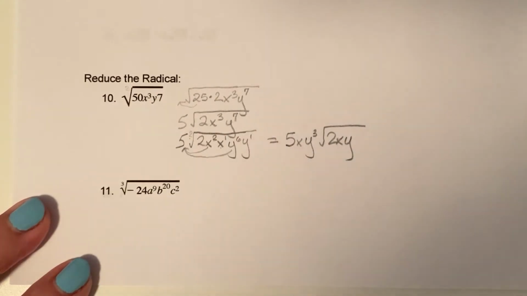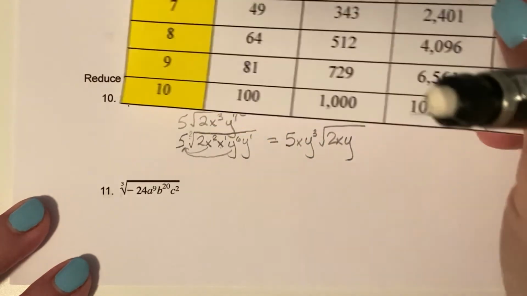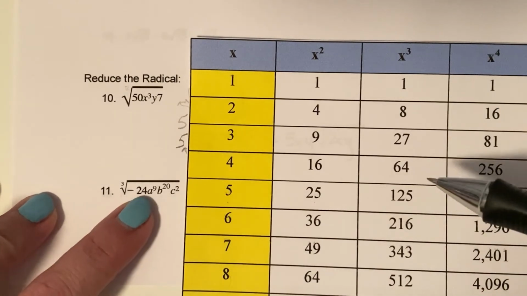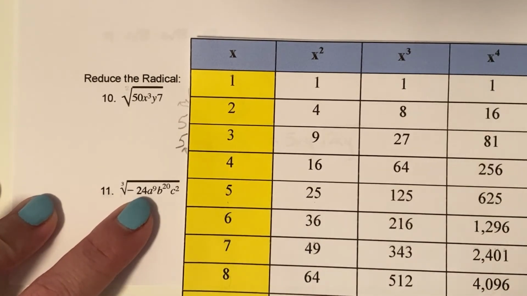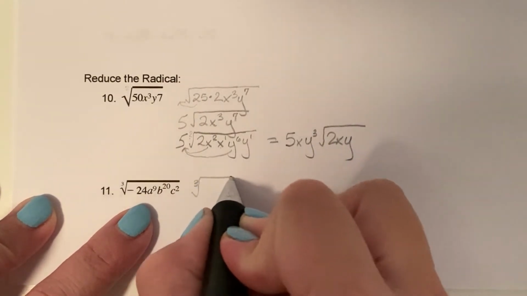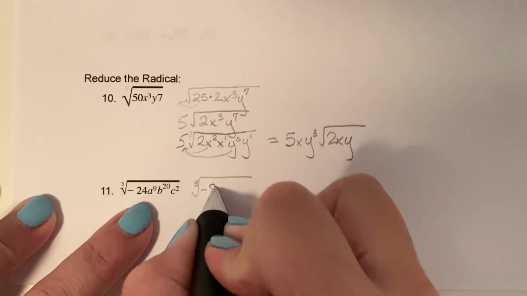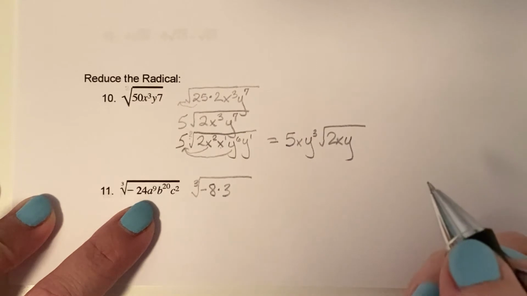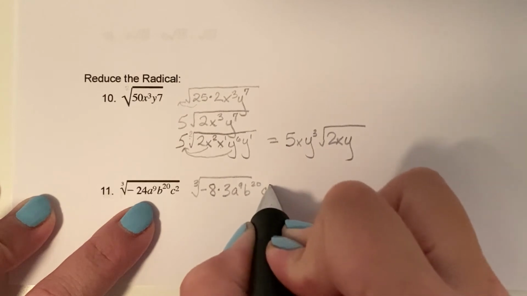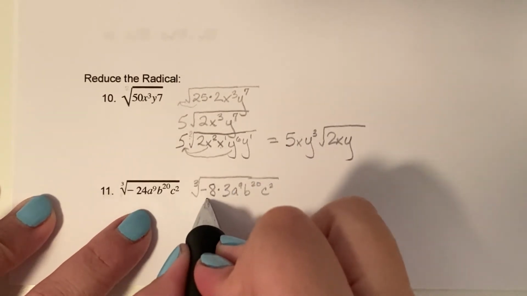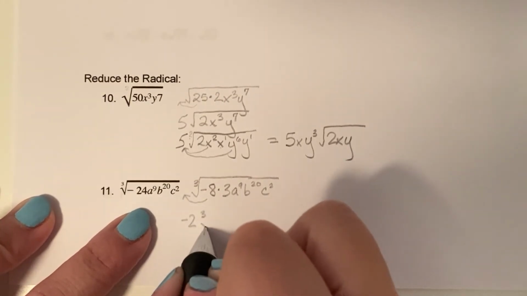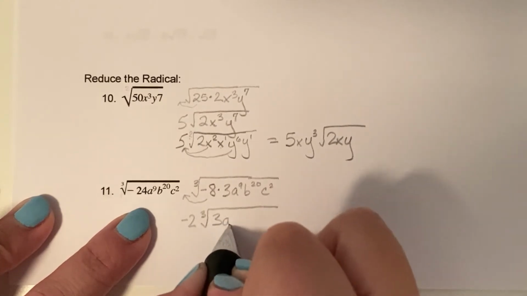Okay, so for number 11, let's look at our list of perfect cubes. And what perfect cube is 24 divisible by? So that would be 8. Okay, so we're going to separate this into the cube root of -8 times 3, and then finish off with our variables. Okay, cube root the -8, that'll be -2. And what's left?